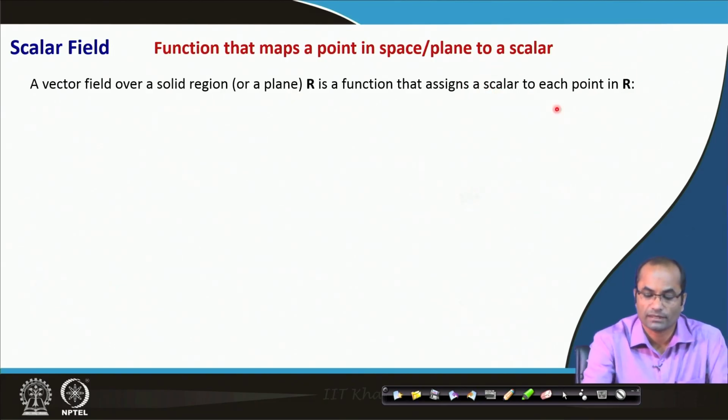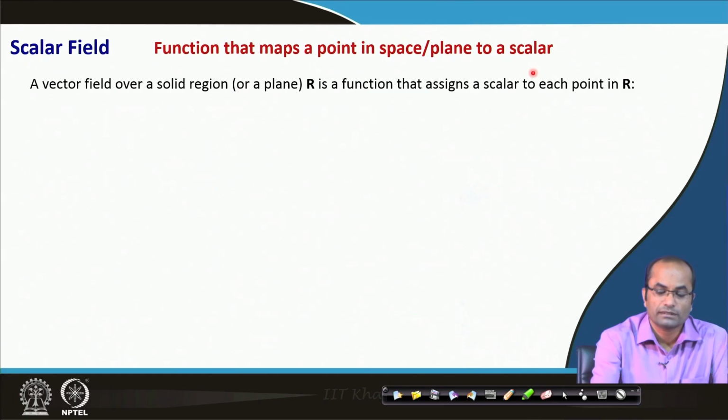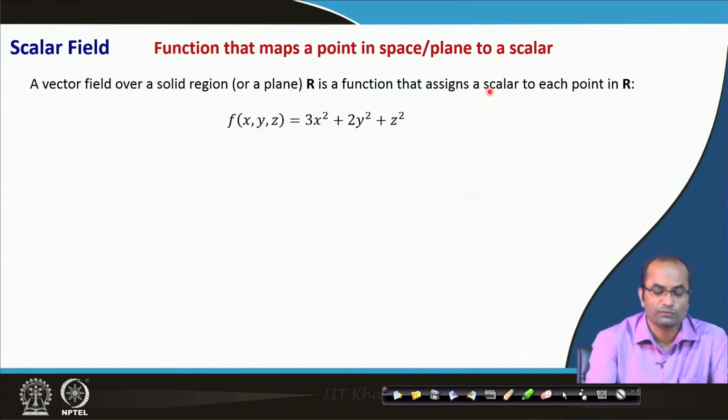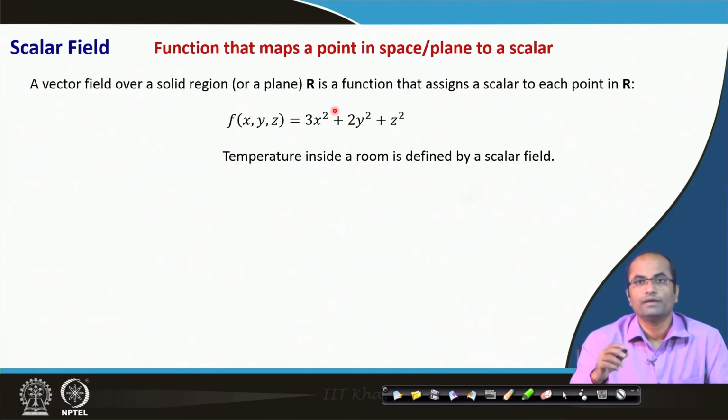So, as input, this will be a point, it can be in 3-dimensional space, but it will assign a scalar value. For instance, this one, f of x y z, given by this expression. So, this is a scalar value, and therefore we call it a scalar field. For instance, the temperature inside the room is defined by a scalar field, because temperature is a scalar quantity. At each point in the room, we have some function that can tell us the temperature.